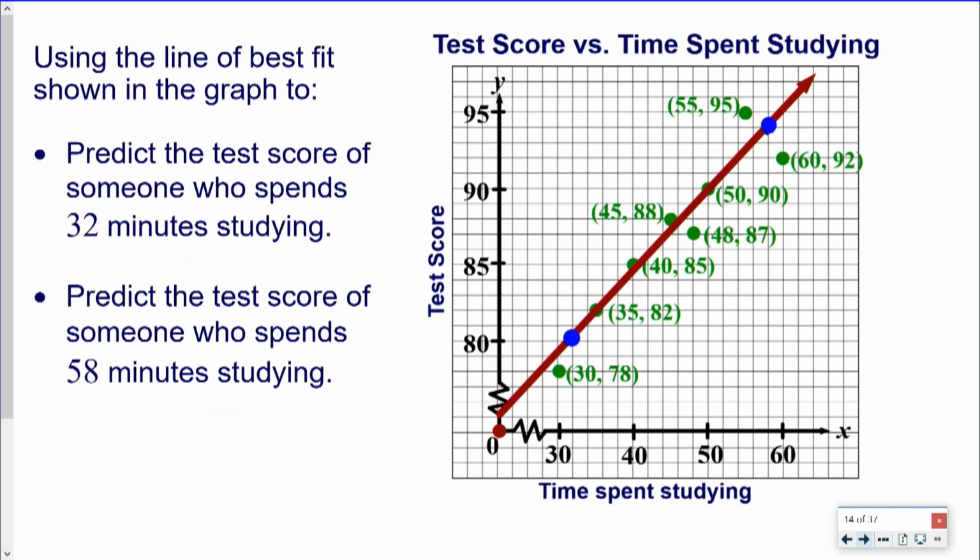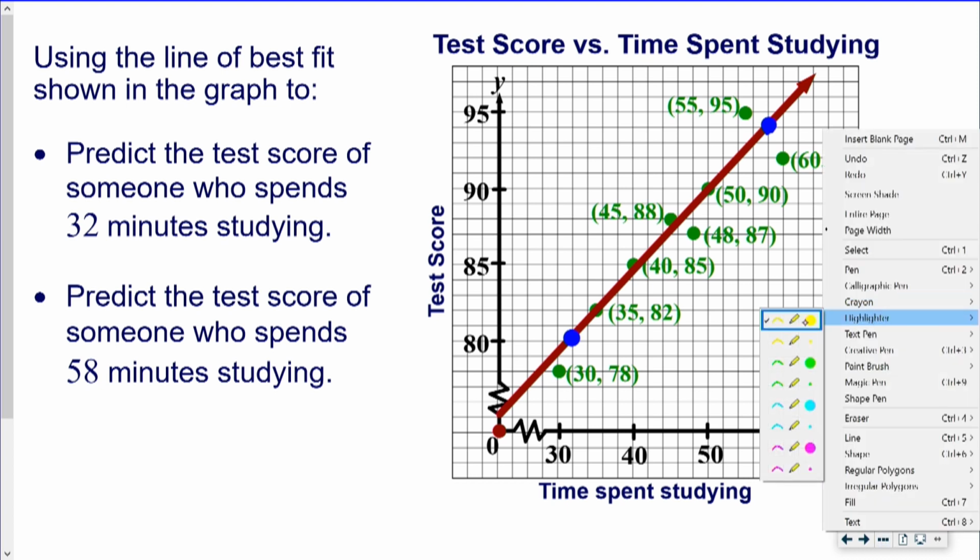Using the line of best fit shown in the graph, let's predict the score of someone who spends 32 minutes studying. So this line is going to help us draw a conclusion and make further predictions for data that's not represented on the graph. Here we want to know, what can a student possibly score if they spend 32 minutes studying? So let's see if this is going to work for us today.